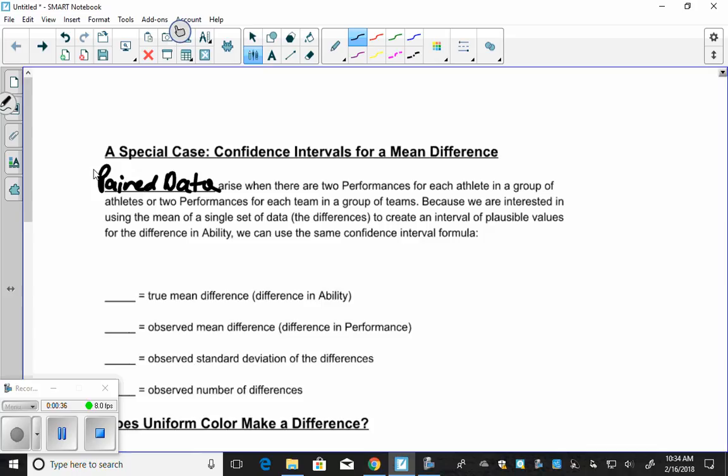arises when we have two performances for each athlete, or athletes in a group, or two performances for each team in a group of teams. One example that we started off looking at with paired data is the swimmers, whether with new swimsuits they can swim faster than with their old swimsuits. So we used that data and we paired it together to find the mean difference.